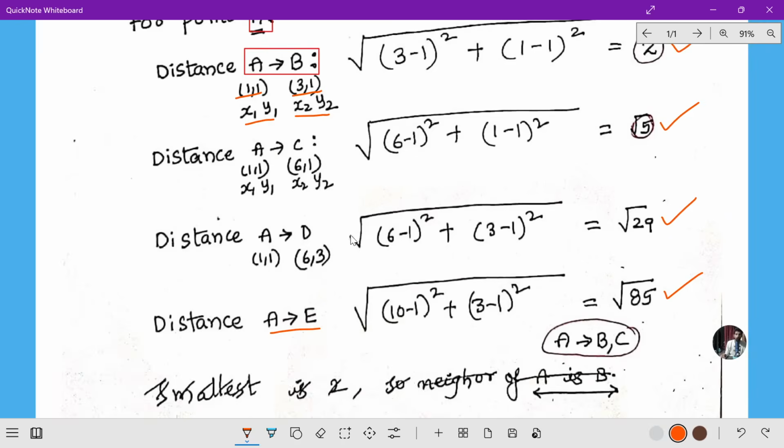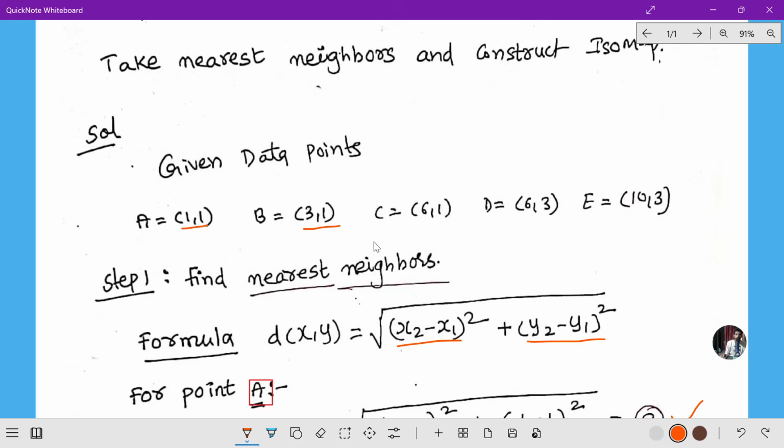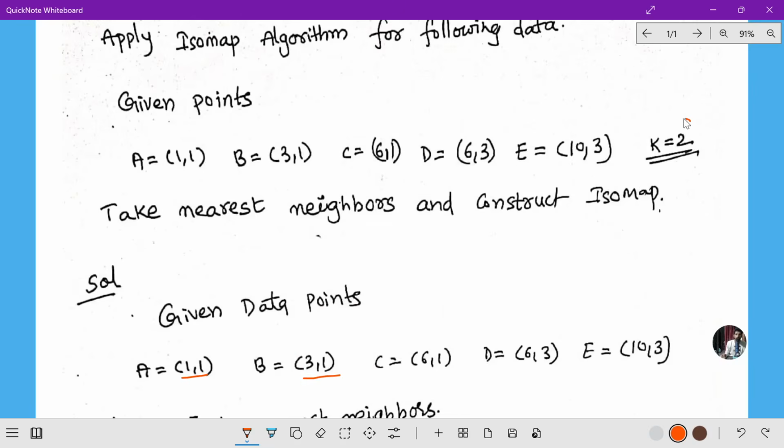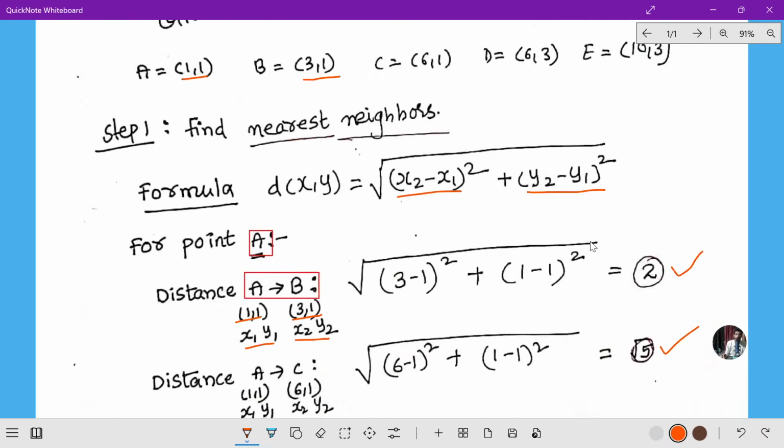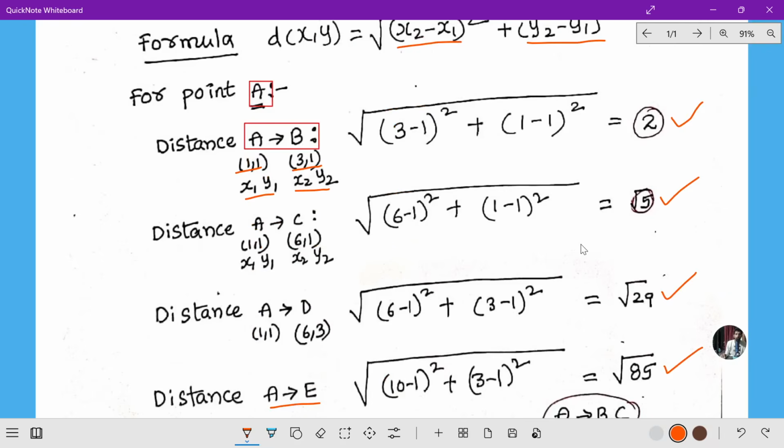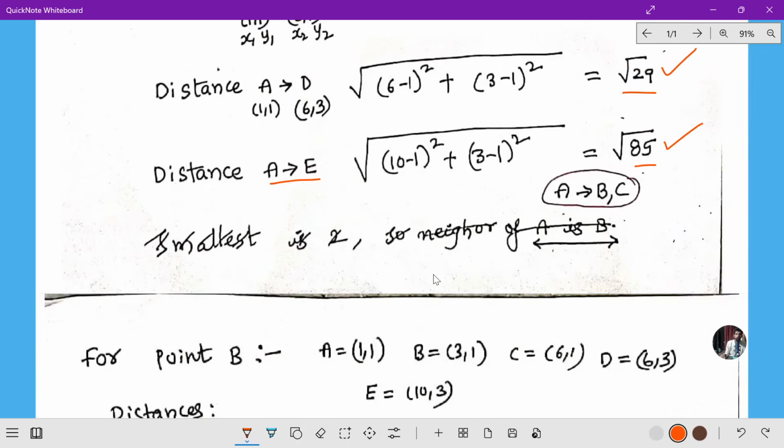Now out of all these, we need to select which ones. Please remember, in the given question the value of k is 2. So when k is 2, you need to take the top 2 smallest values. Here the answers are 2, 5, square root of 29, square root of 85. Out of all these, the smallest values are 2 and 5. Hence the answer is A to B, A to C. How to write it? By merging these, A to B comma C.